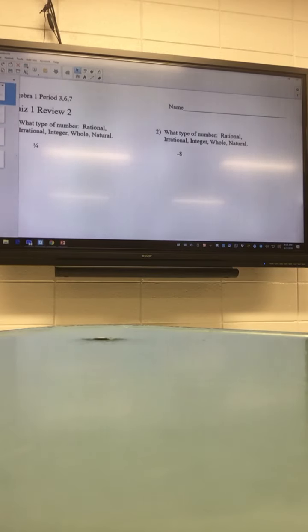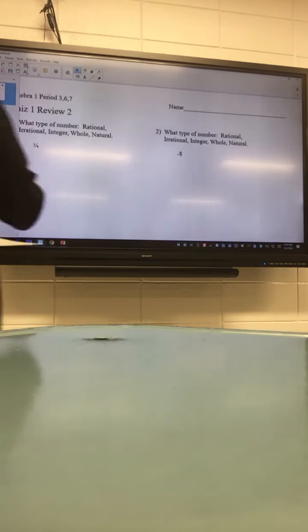Fractions are always going to be rational. Prices or money is always going to be rational. Repeating decimals, like 0.1 repeating, are going to be irrational. Okay, so make sure that you're looking at this, but the easiest way, as soon as you answer a yes, everything above it is a yes.